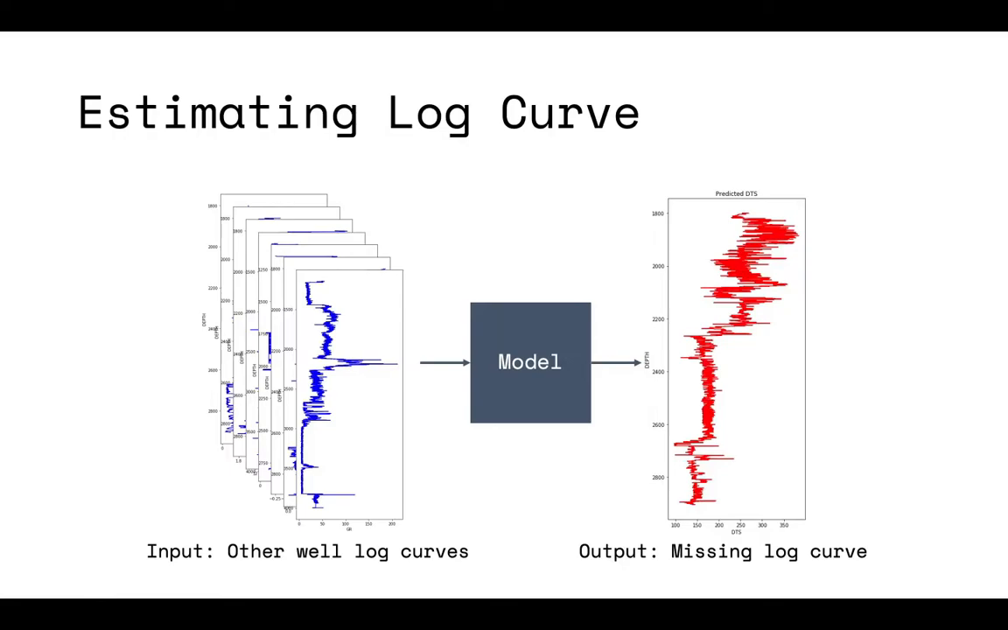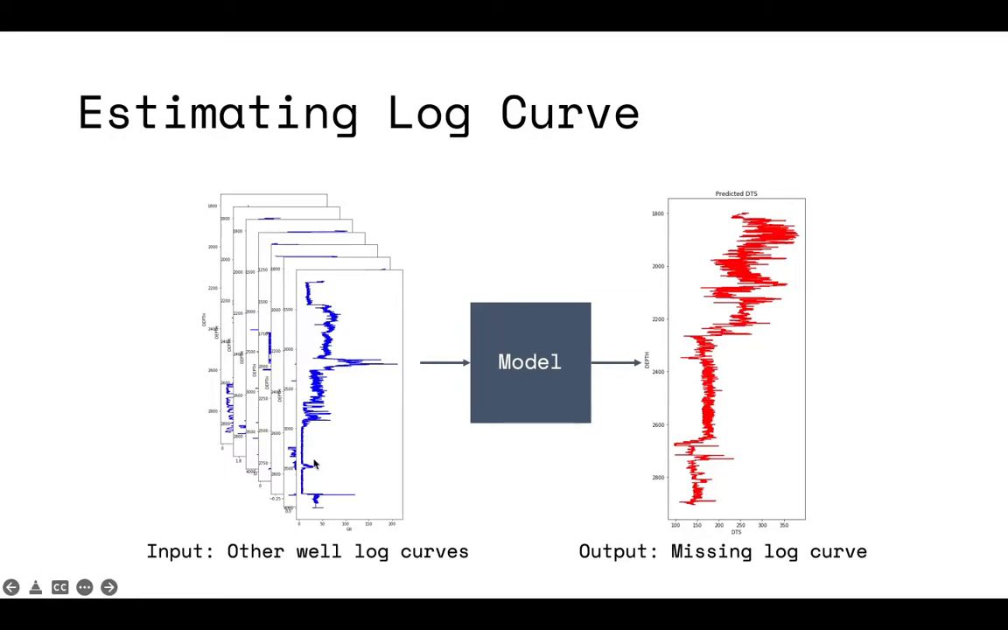So we want to build a model that can learn the correlation between the other well log data, which are the GR, density, porosity, and so on. The model will learn the correlation between these well logs, then predict the DTS value for the wells that don't have it. So we want to train the model, and the model here is a machine learning model.